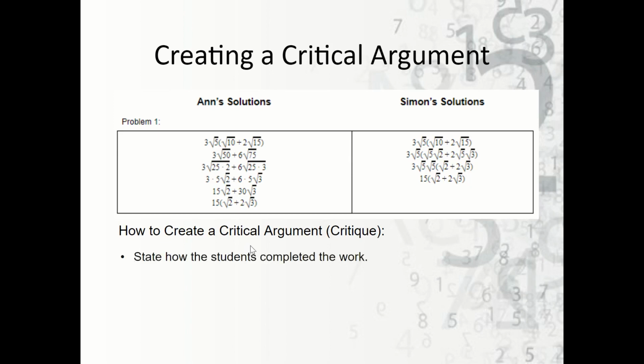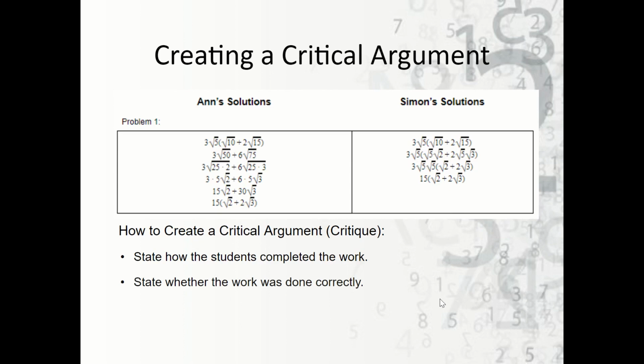First thing we need to do is state how they did it. So in this case, Anne just multiplied everything out, FOILed it, and then simplified. Simon, on the other hand, used grouping and difference of squares and things like that to be able to get there. So that would be his solution.